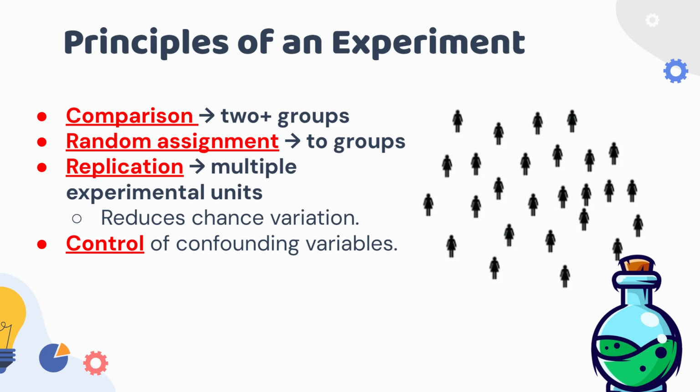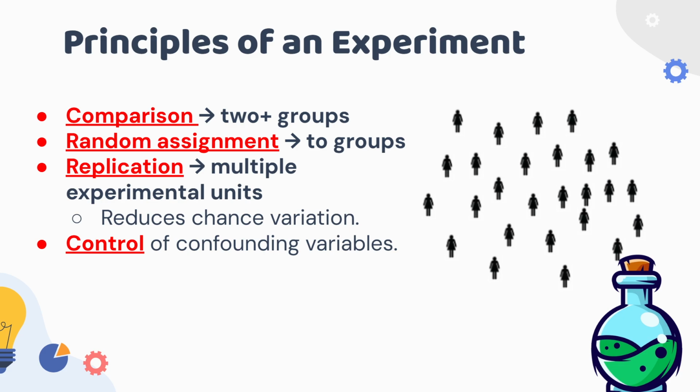Principles of an experiment. So the principles of experiment are four main things. Firstly, you have to do comparison. You can't just do it to two people and call it quits. No. You need to compare it to multiple people. You can't just give the treatment to one person and see what happens. No. That's terrible experimentation.